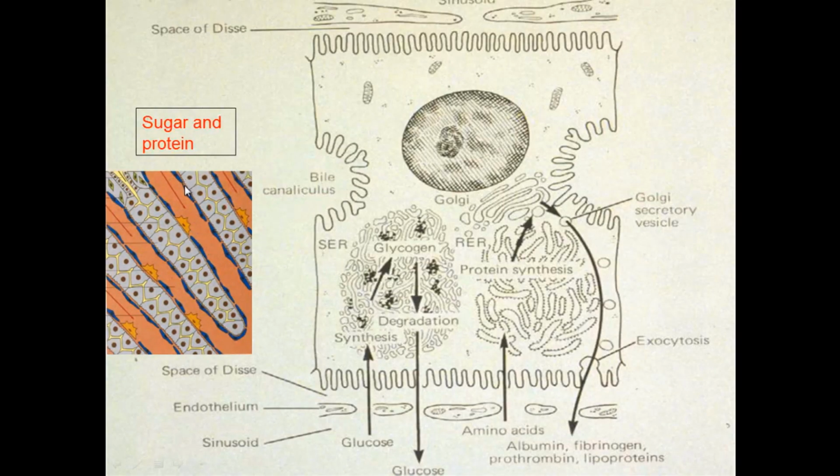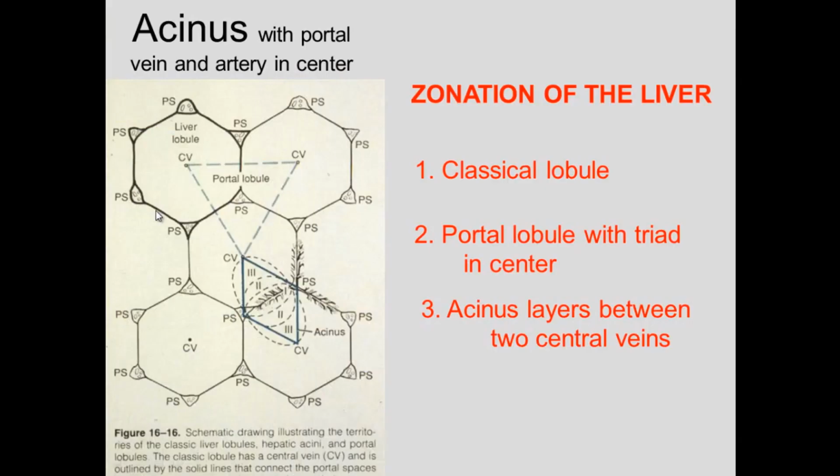And here you can see where the two surfaces are separate. You have the sinuses, which are lined by the endothelial cells and the Kupffer cells, and then you have the bile canaliculus, the yellow that you're seeing, that then gives rise to a bile duct.